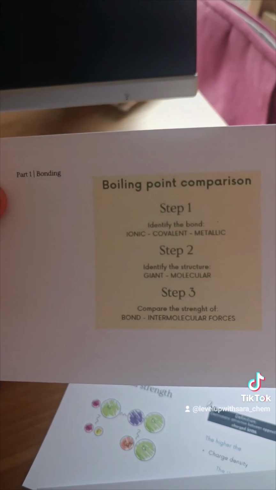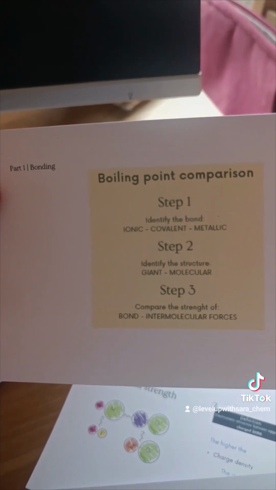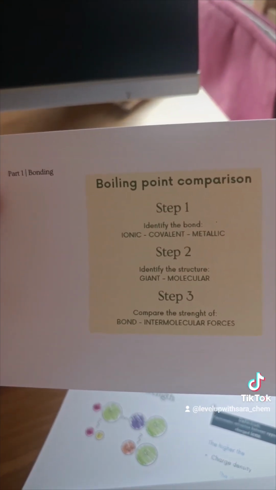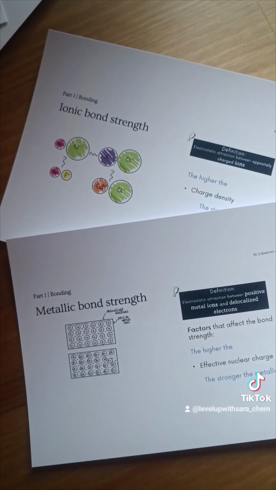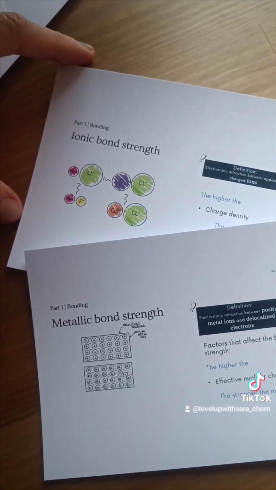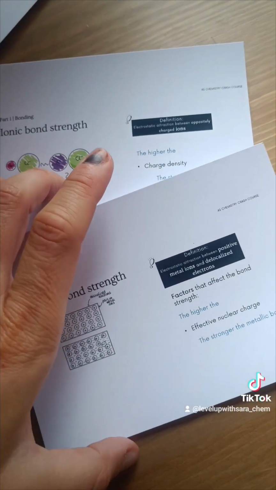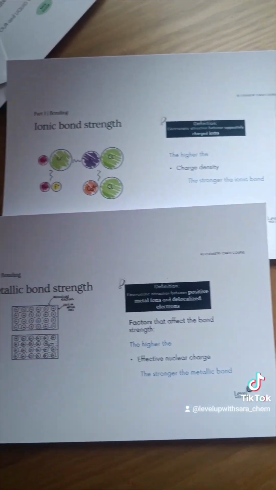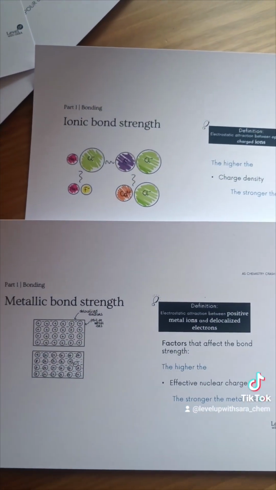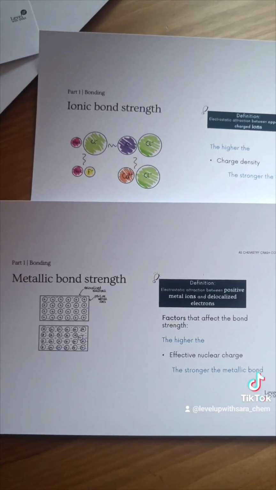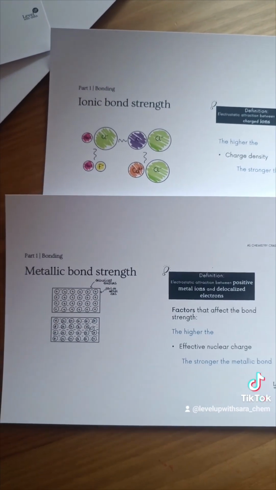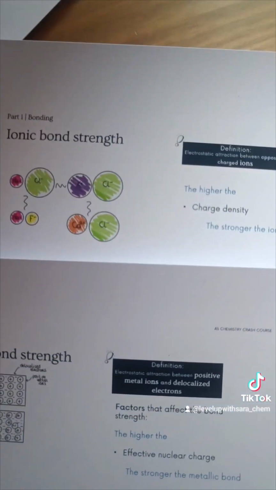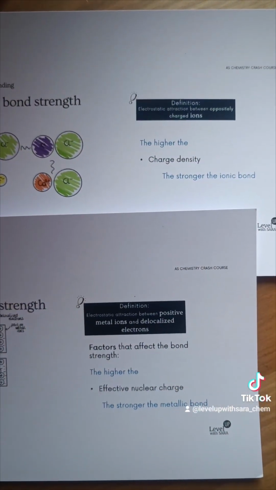If you're comparing giant structures, these are going to be stronger than molecules because molecules are affected by, remember, intermolecular forces. While for ionic and metallic, their strength depends on things like charge density and the effective nuclear charge. Can you think about it for a moment? About what affects the ionic and metallic bond? Here we suggest you think about the definition of them.